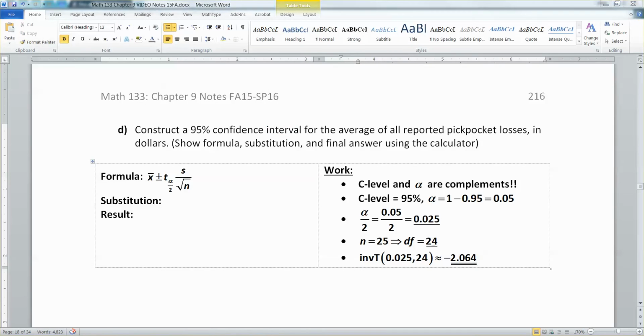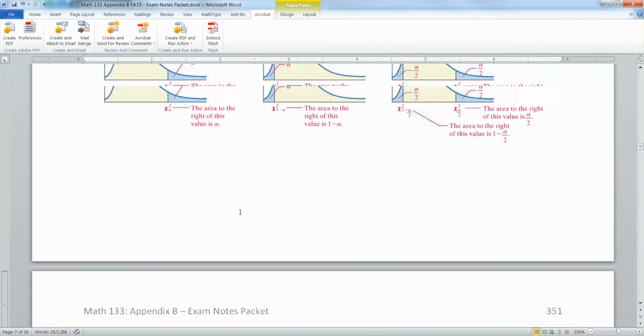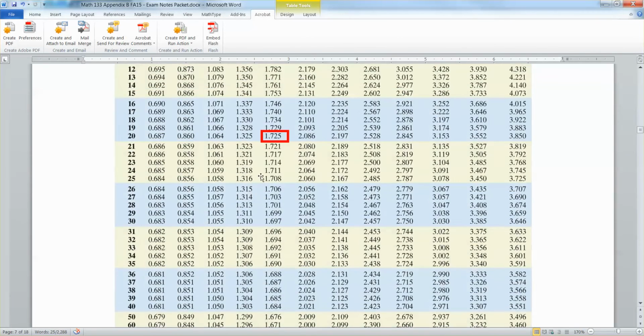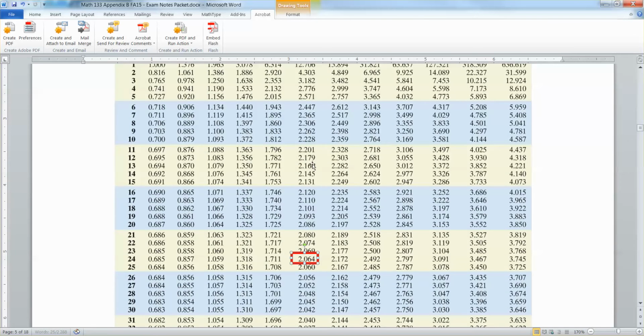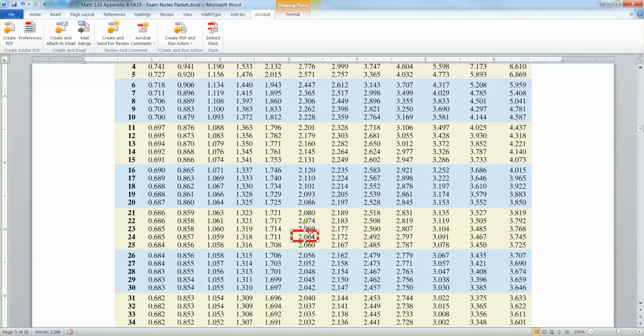You could also get it with the table. Let me show you that real quick. So it'd be 24 for your degrees of freedom. So you're going to move down to this row here. And then you want 0.025. And there it is, 2.064. So it's right there.